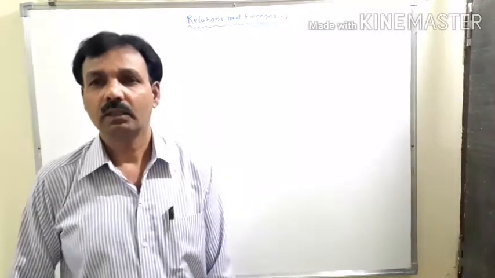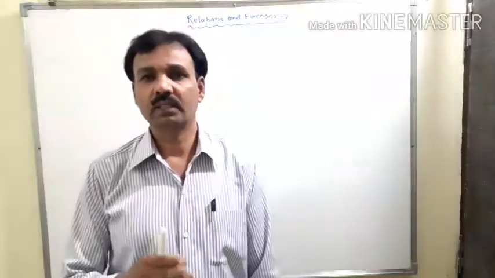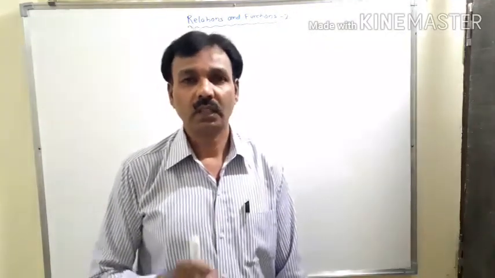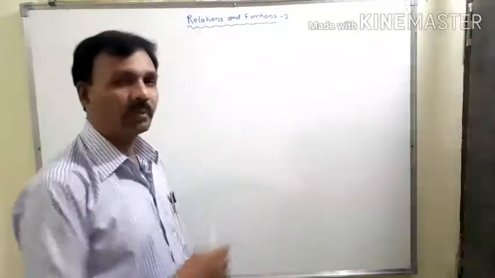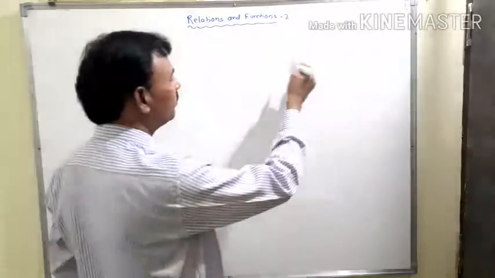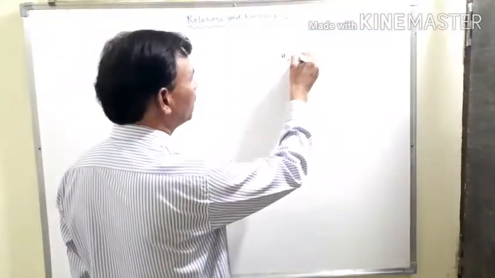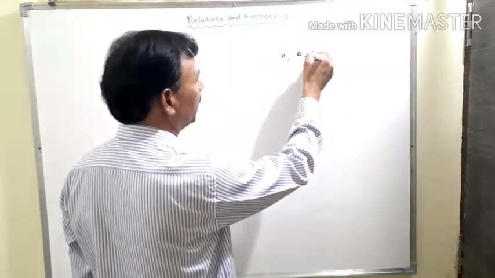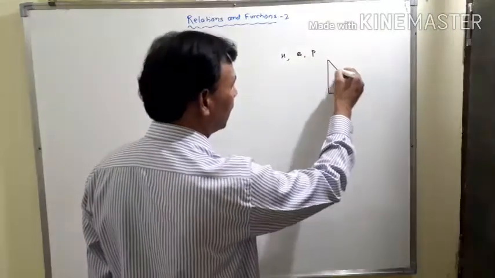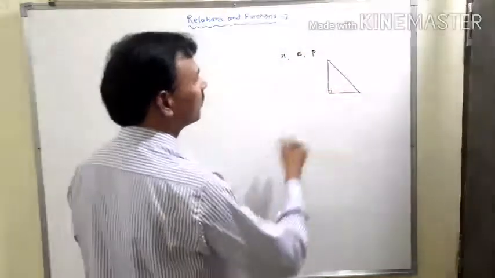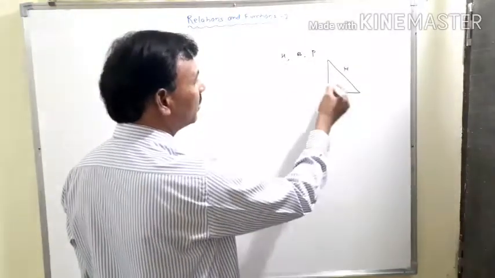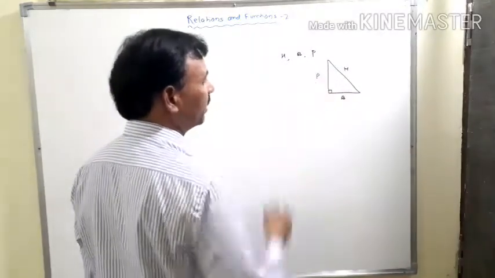As you know, many types of relations can be seen in our day-to-day life. Such types of relations you can find in mathematics as well. For example, suppose H, B and P are the sides of a right angle triangle. This is the hypotenuse. H means hypotenuse, B means base and P means perpendicular.